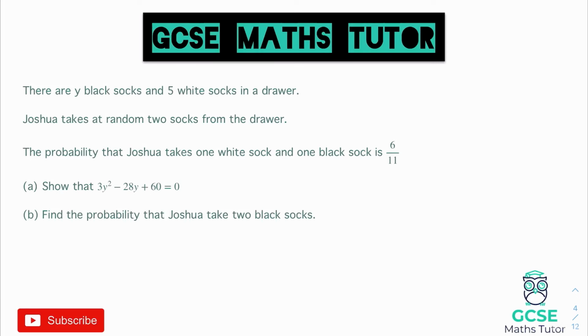So if we look at creating our tree for this, or our expressions to start with, it's going to be very similar to our last question. So if you're okay with the last one, this one is very, very similar. So let's have a look. If we create our ratio this time, we have black and we have white. And we've been given that there are y black socks, so y for black, and there are also 5 for white. And again, just like we've done before, we'll get the total, and the total for those two is y plus 5.